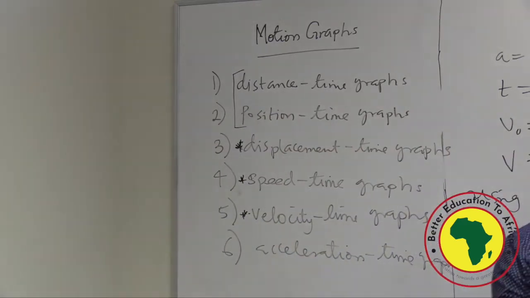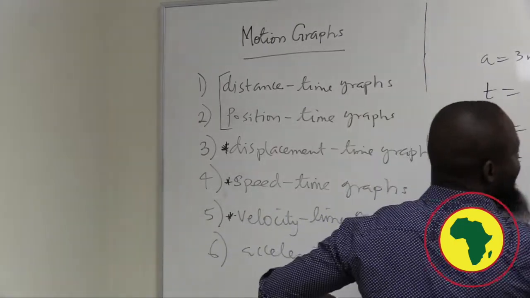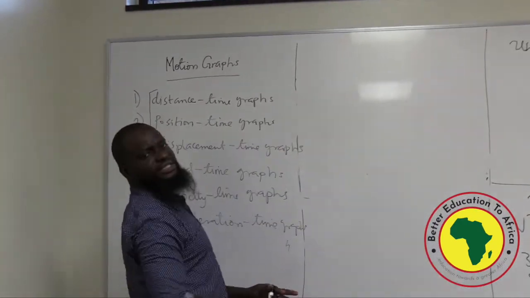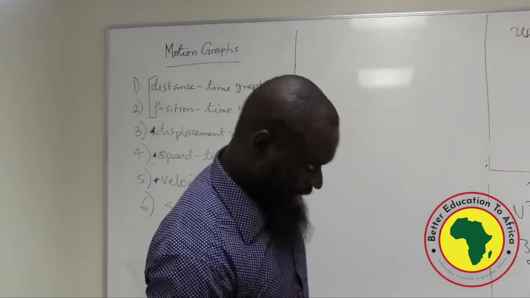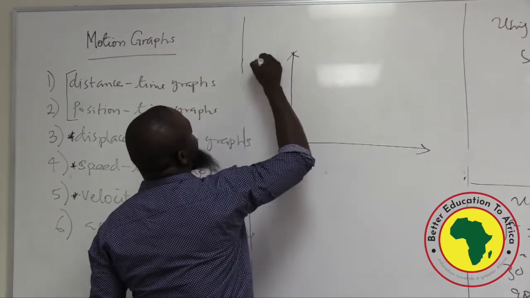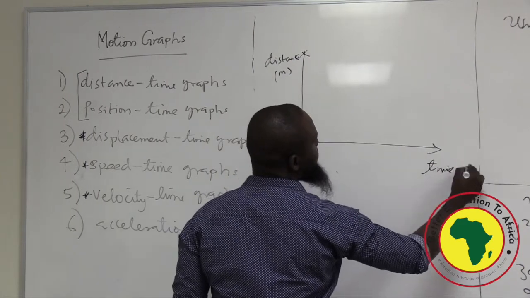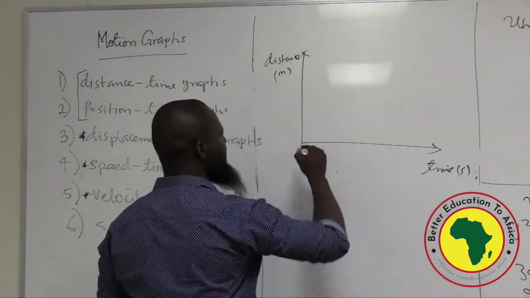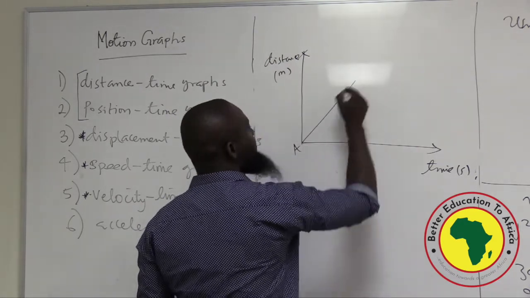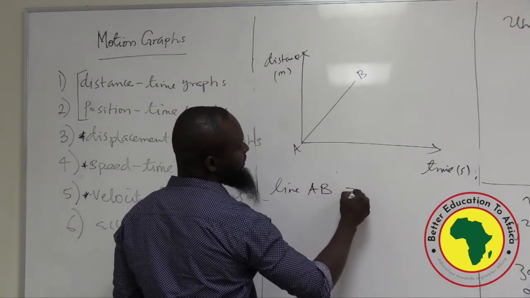Now, as the names imply, we start from the first one, and the first one is the distance-time graph. A distance-time graph simply means a graph of distance plotted against time, with distance in meters plotted against time in seconds. So in this graph, if I draw a straight line like this, I call this line AB.